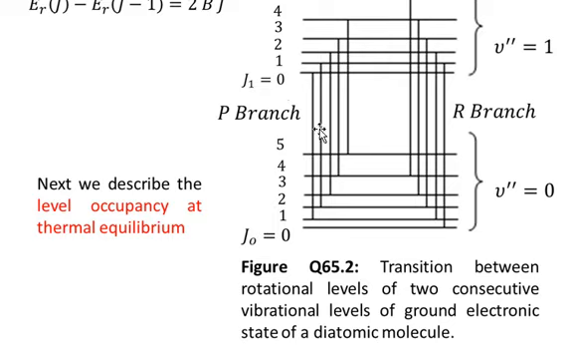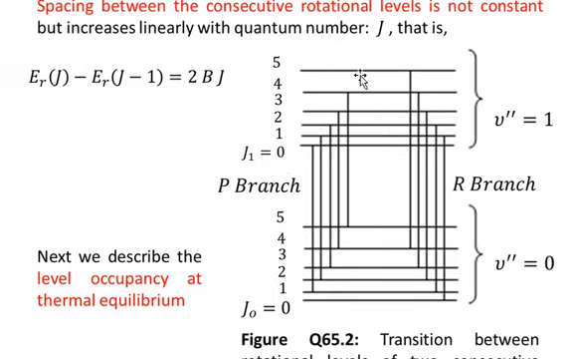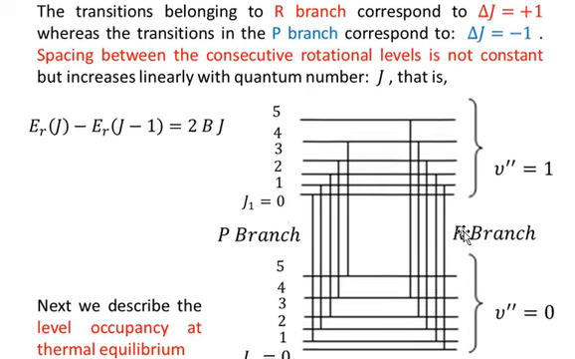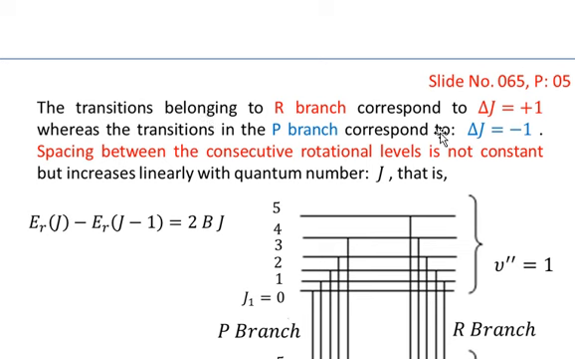So in the P branch we have delta J equal to minus 1. For example, the rotational level J1 equal to 3 is decaying to J0 equal to 4, for example, and 4 will decay to 5, etc. But you see that for the R branch, delta J is equal to plus 1, that is, the level J1 equal to 5 will decay to J0 equal to 4. So under that condition, delta J is equal to plus 1. So the transitions belonging to the R branch correspond to delta J equal to plus 1.